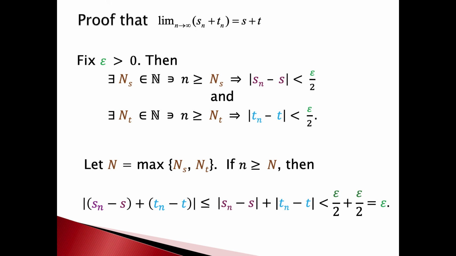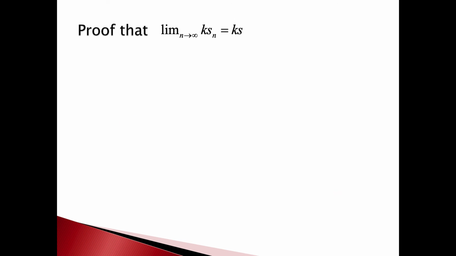Okay, next thing you want to show is how multiplying by a k works, just taking a sequence and multiplying it by k. If the sequence converged, then multiplying by k doesn't change that. It'll still converge, and it'll converge to k times the limit, k times S, if S was the limit in this case.